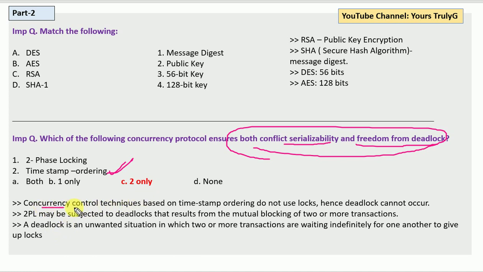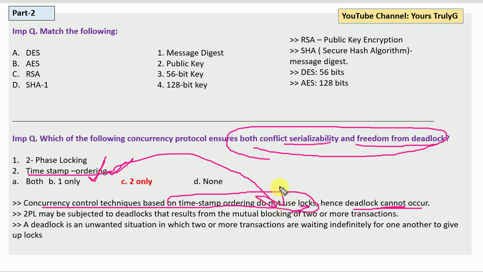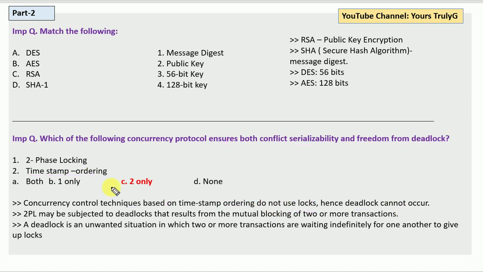So the concurrency control technique based on timestamp ordering does not use locks, and since timestamp ordering does not use locks, deadlock cannot occur. Deadlock will occur only if a locking technique is used, but since timestamp ordering is not using any locking technique, deadlock cannot occur. So that's why our correct answer is timestamp ordering.